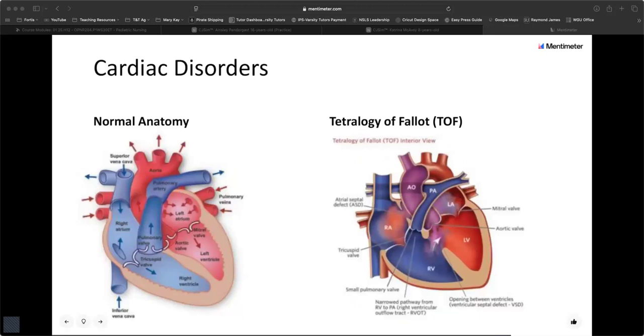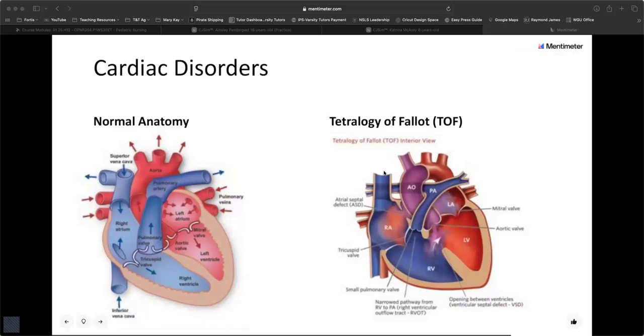Tetralogy of Fallot is our hardest defect to understand because it is a combination of 4 defects in one. So we have pulmonary stenosis, we have a ventricular septal defect, our right ventricle is hypertrophied, and then we have an overriding aorta. If we look at our normal blood flow, normally we come in through the right atrium, we slide down into the right ventricle, go through our pulmonary valve, into our pulmonary artery to our lungs. Then we come back through the pulmonary veins, oxygenated, into the left atrium, down to the left ventricle, and out to our body through the aorta.